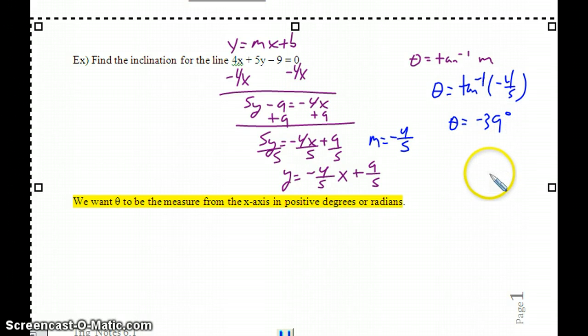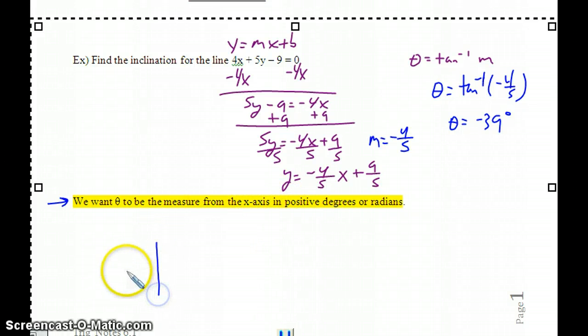Alright, well right away, I should notice that there's something wrong with that answer. It's not positive, so I don't want to use it. That leads me to this point right here. Anytime we're coming up with our theta, our angle, we want it to be a positive angle that's coming off of the x-axis. Positive angle coming off of the x-axis.